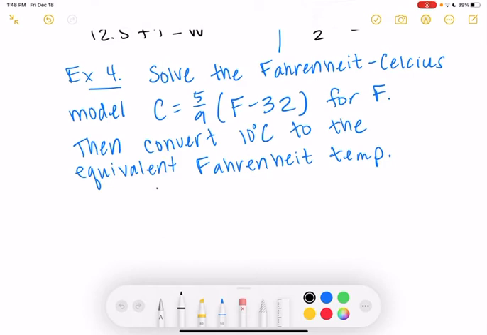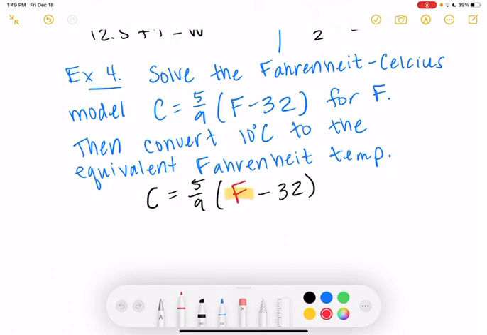Okay, so I'm going to rewrite this. C equals 5/9. And I'm going to put that F in red so we remember what we're doing. Okay, we're trying to get that guy by itself. So we want to work from the outside in. So outside of those parentheses is that 5/9. So how do we get rid of 5/9? I don't know if you remember this. We've done it before, though.